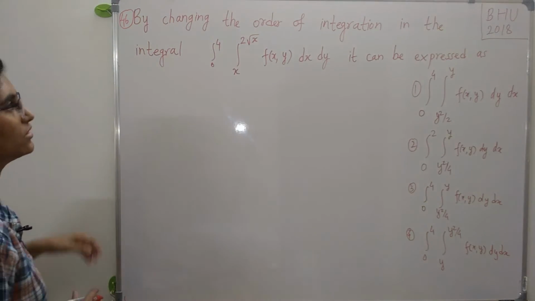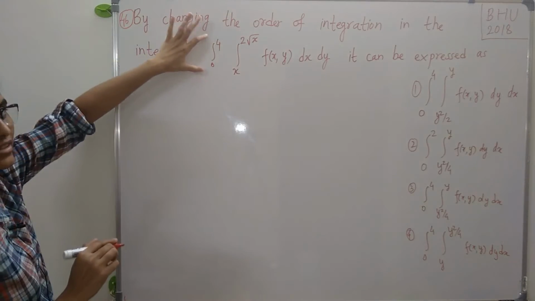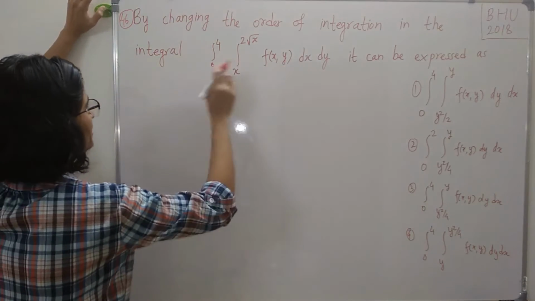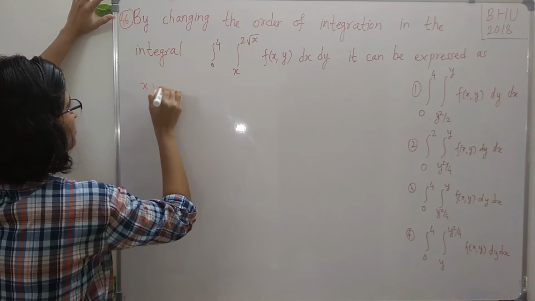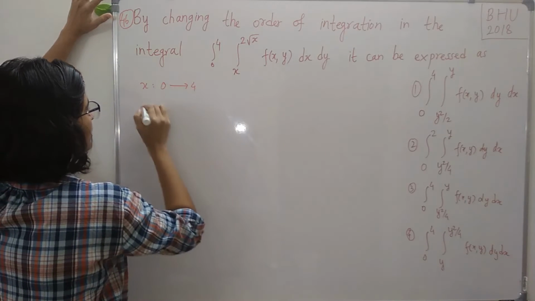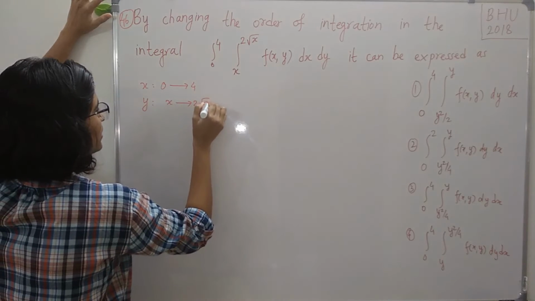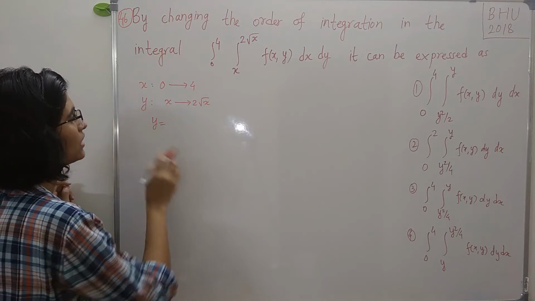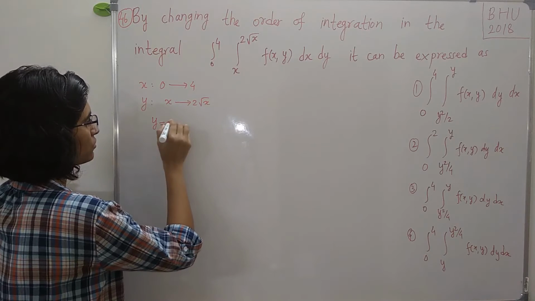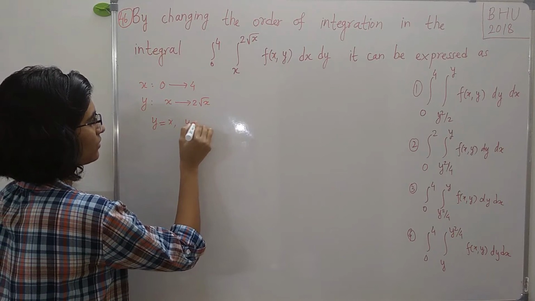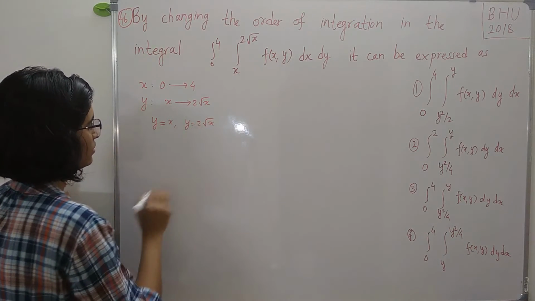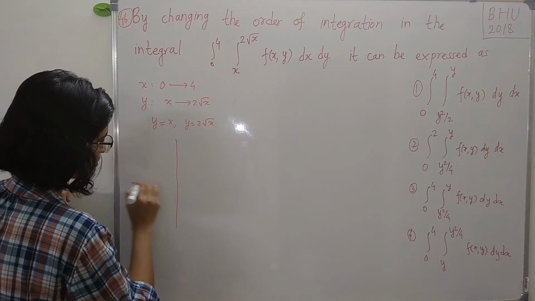Now let us solve this. Let us just look at this region. So here x varies from 0 to 4 and y varies from x to 2 root x. Okay. So let us find out the region. So y is equal to x and y is equal to 2 root x. So let us draw.